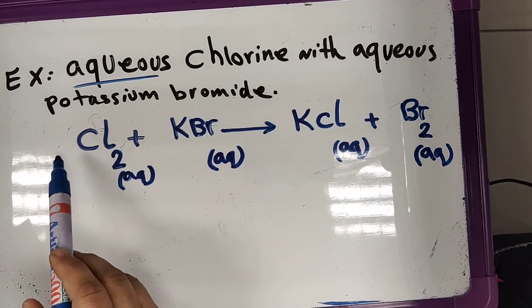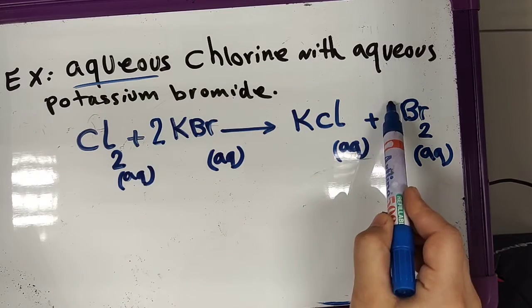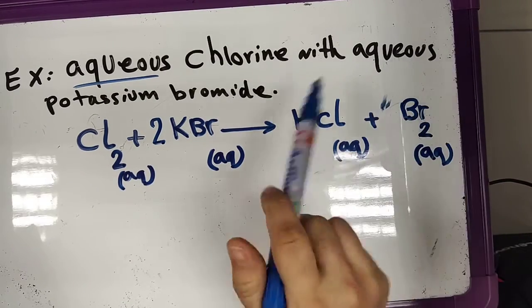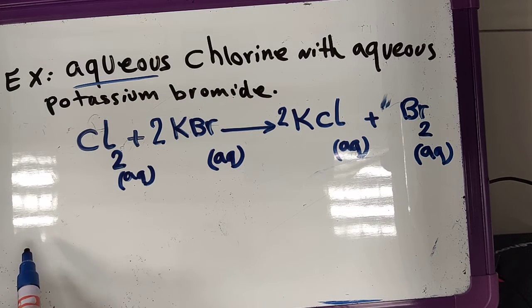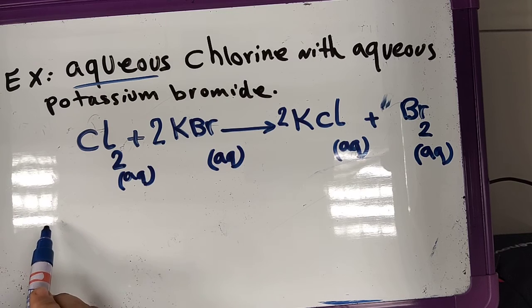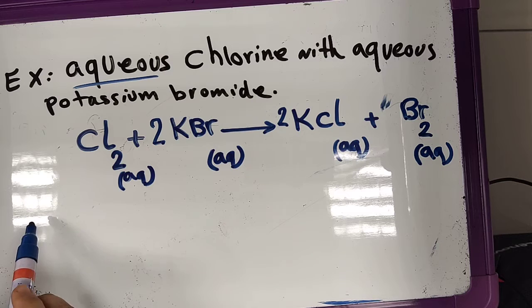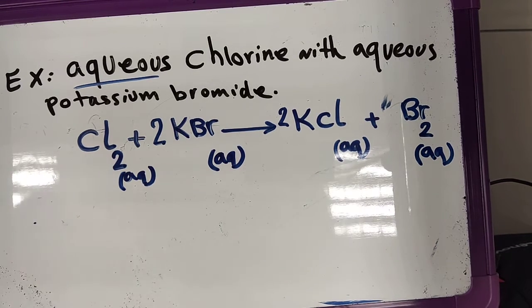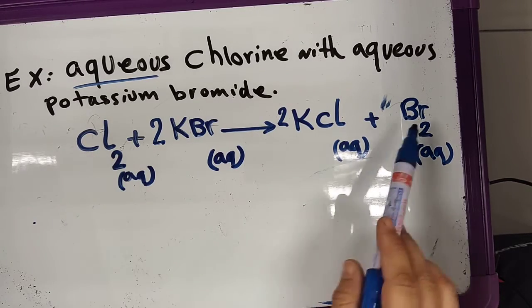The next part, you have to balance this. So in order to balance, I need to put 1, 2 here and 1, 2 here. So now it's balanced, I think. The next step, you have to write the full ionic equation. So this one is aqueous. This is aqueous. Okay, this one is in an aqueous state, but it's not an ionic compound.